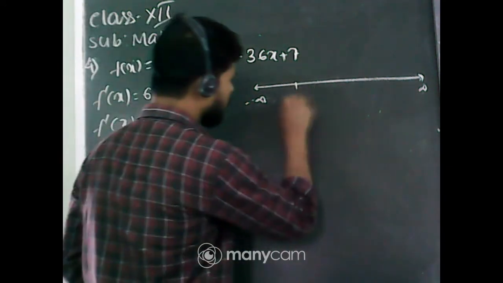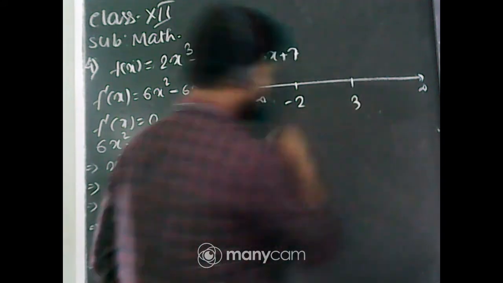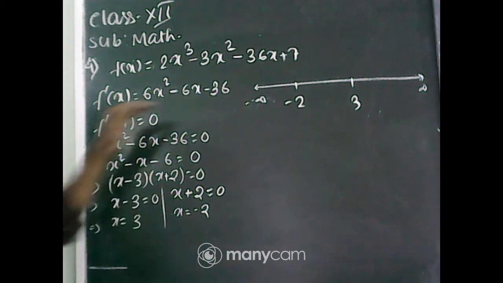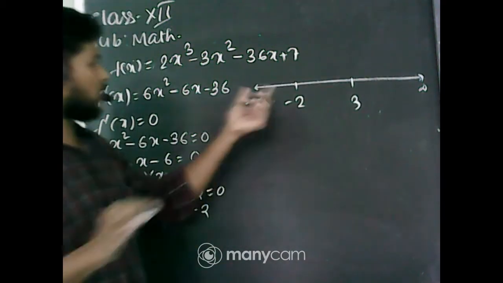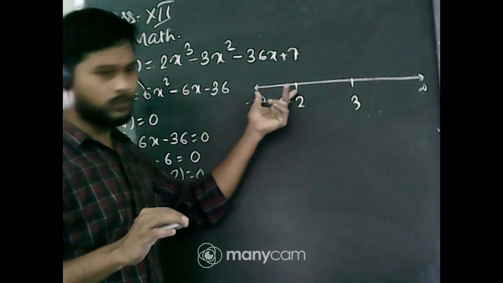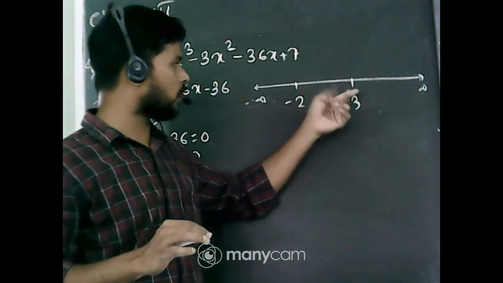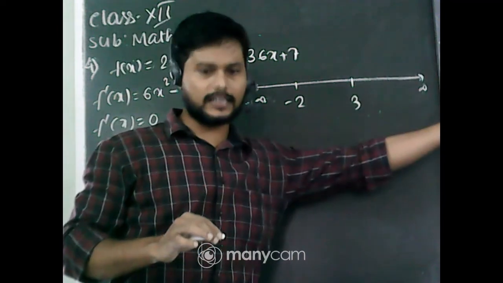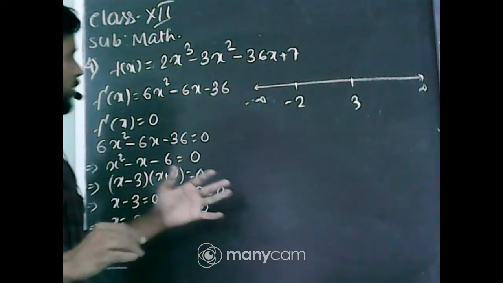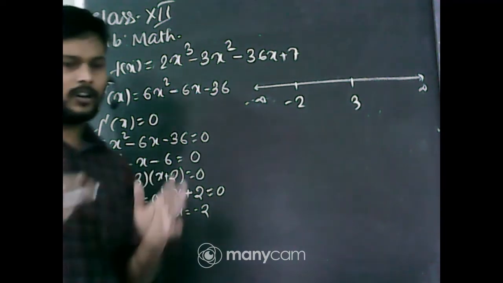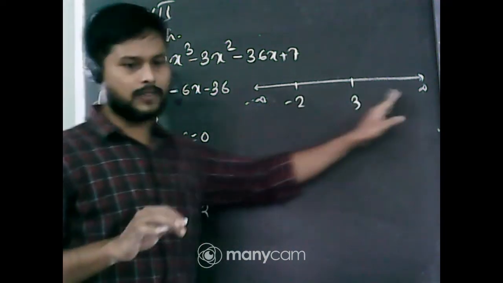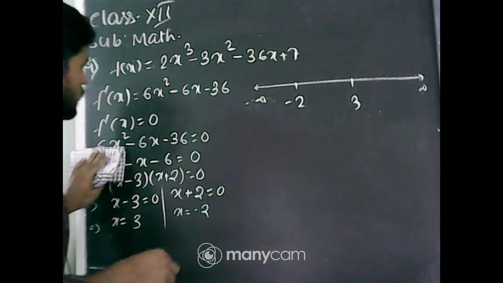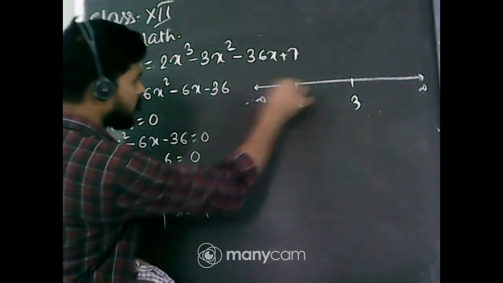So let this is our minus 2 point and this is our 3 point. So these points minus 2 and 3 actually divide the total domain into 3 parts. One is minus infinity to minus 2, one is minus 2 to plus 3, and one is plus 3 to infinity. So we have to check whether the function is increasing or decreasing in each sub interval, sub part. Okay, so we'll check them one by one.